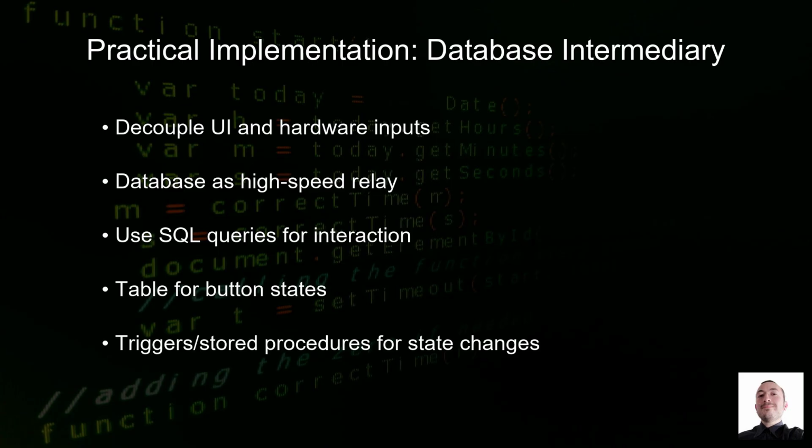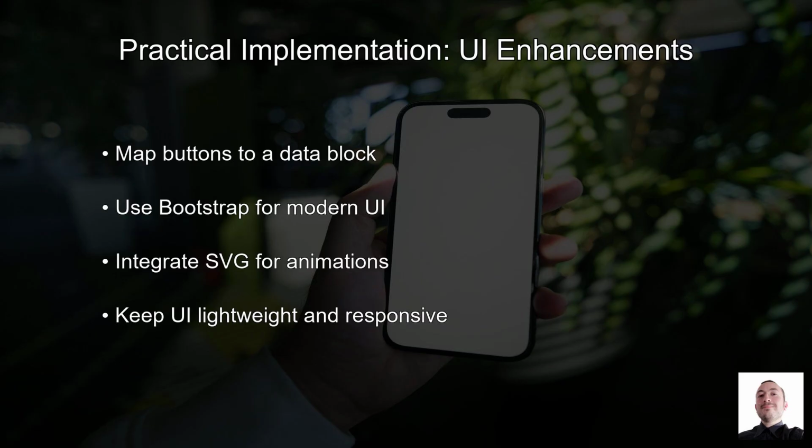To implement this, you'll need to configure your web server to interact with the database using SQL queries or a similar method. Set up a table for storing the button states and use triggers or stored procedures to handle state changes efficiently. This approach not only resolves the sluggishness but also opens up possibilities for advanced features like logging and analytics.